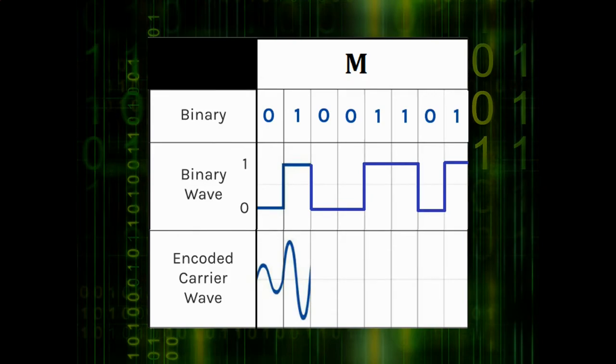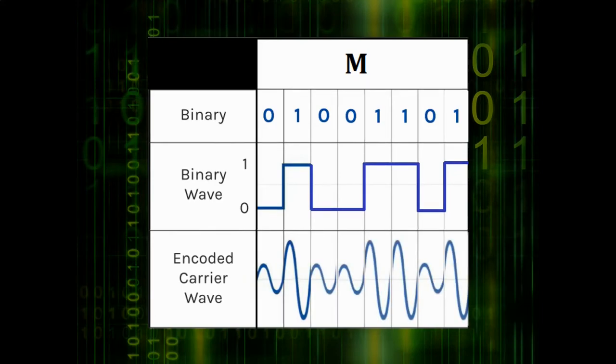For our amplitude shift key, we will have a low amplitude, a high amplitude, 2 low amplitudes, 2 high amplitudes, a low amplitude, and a high amplitude. So we're just drawing the zeros as low amplitude waves and the 1s as high amplitude waves. That's what we call our amplitude shift key.